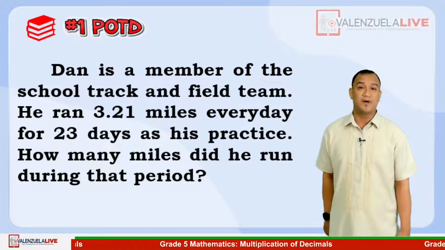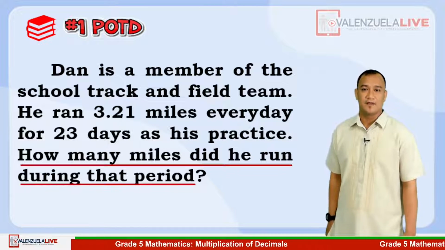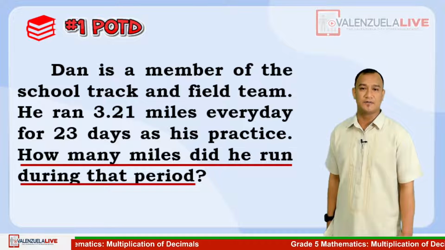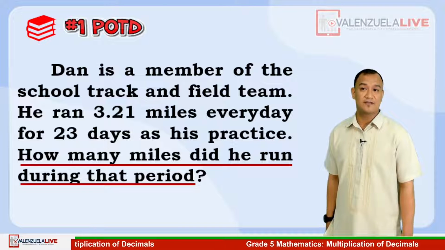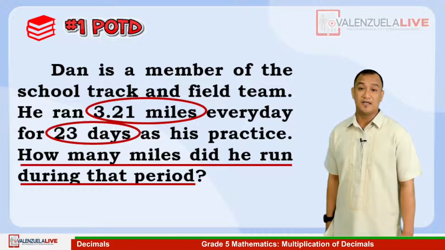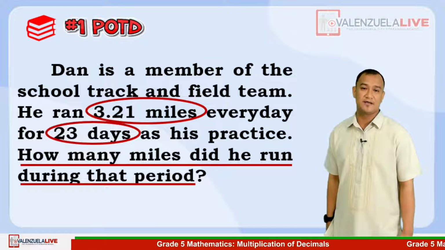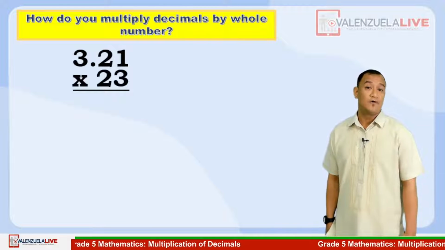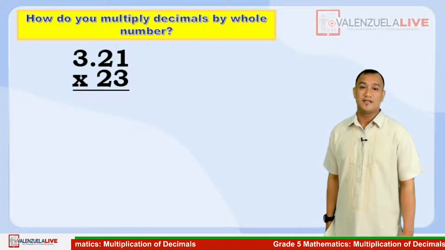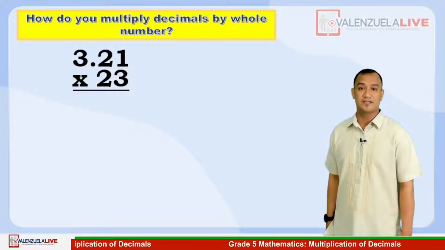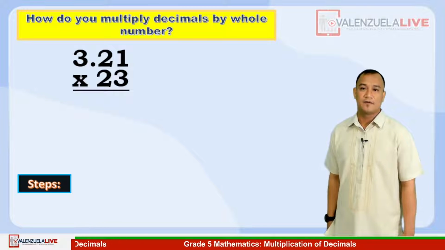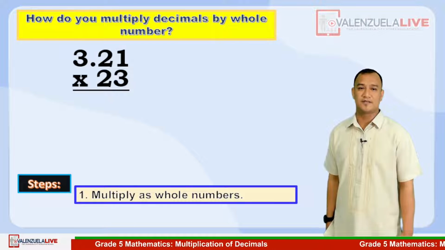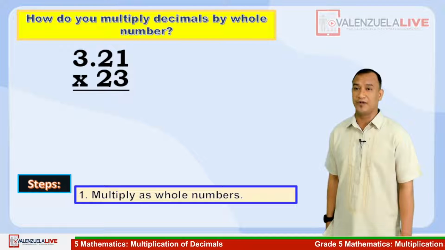First, let's identify what is asked in the problem. And that is the total number of miles he ran during that period. Then, for the given facts, those are 3 21/100 miles and 23 days. Now, for us to solve the problem, let us follow the steps in multiplying decimals by whole numbers. For the first step, multiply as whole numbers. So we just have to ignore the decimal point first.